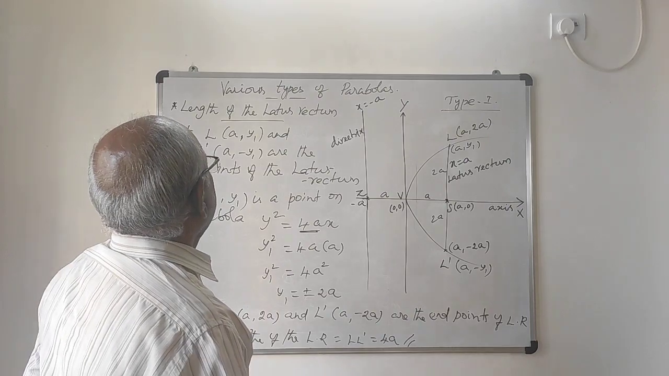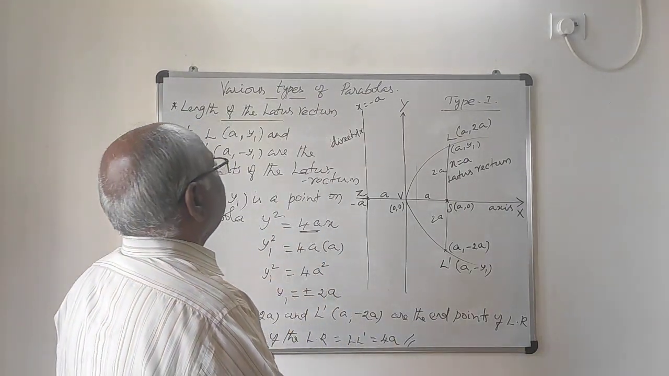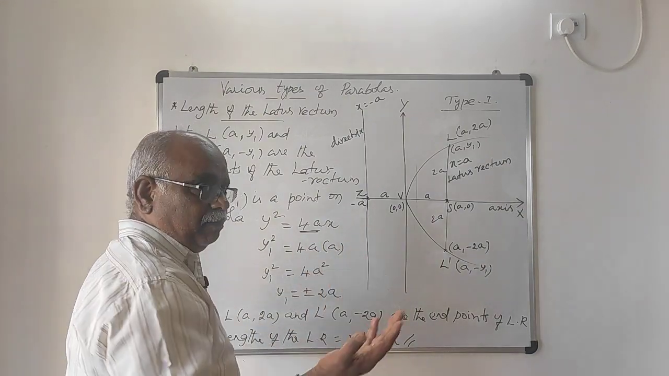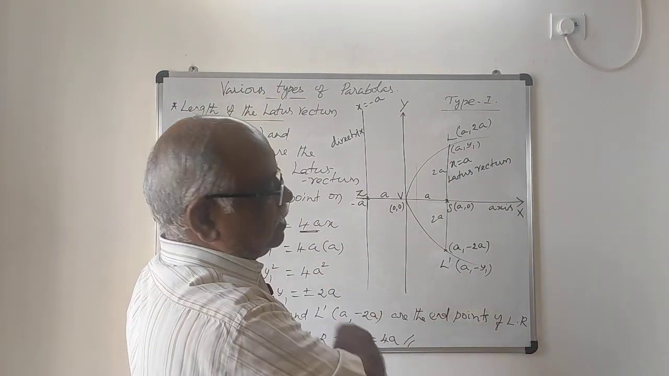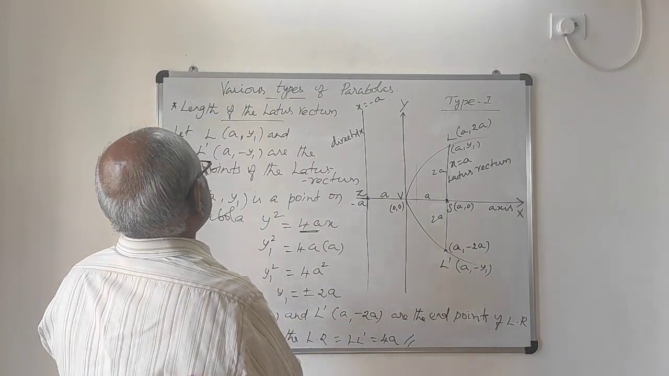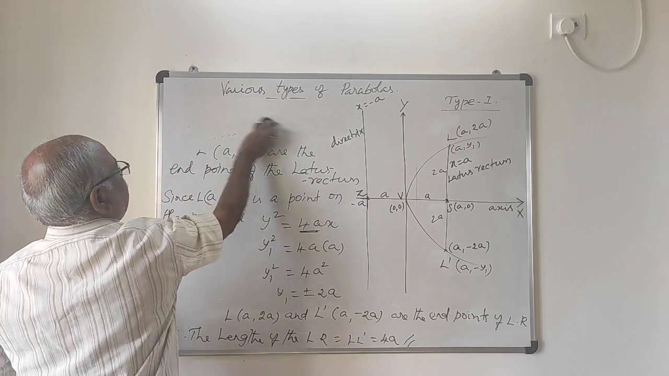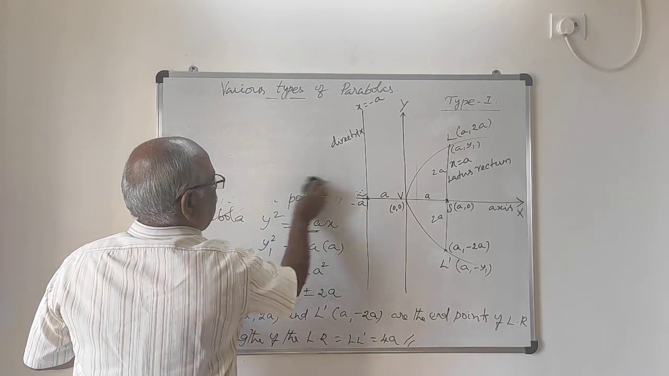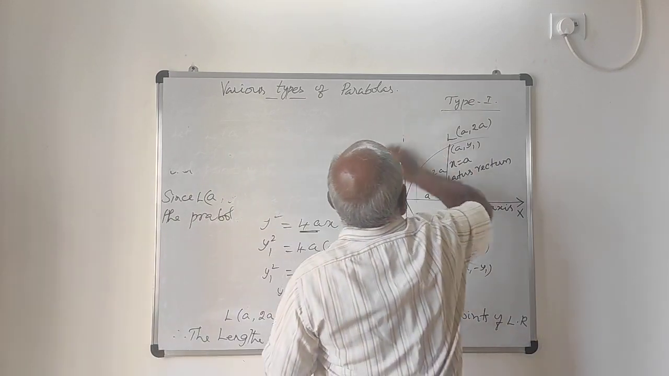Okay, that's all about the first type of parabola. Next, we will see the second type of parabola. Type 1 is this. The second type is where the parabola lies, the curve lies, exactly in the negative direction of the x-axis.